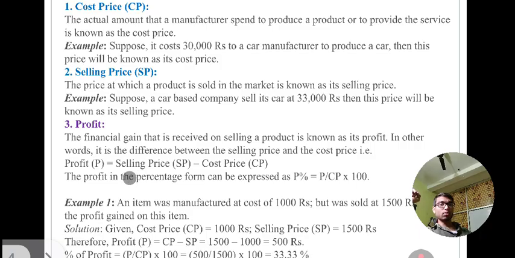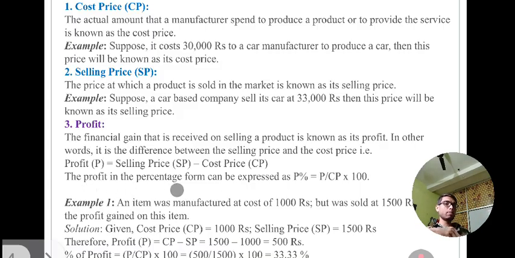The final financial gain that is received on selling a product is known as its profit. In other words, it is the difference between the selling price and cost price. Profit is represented as P, selling price as SP and cost price as CP. If we subtract the cost price from the selling price, we get the actual number of the profit.